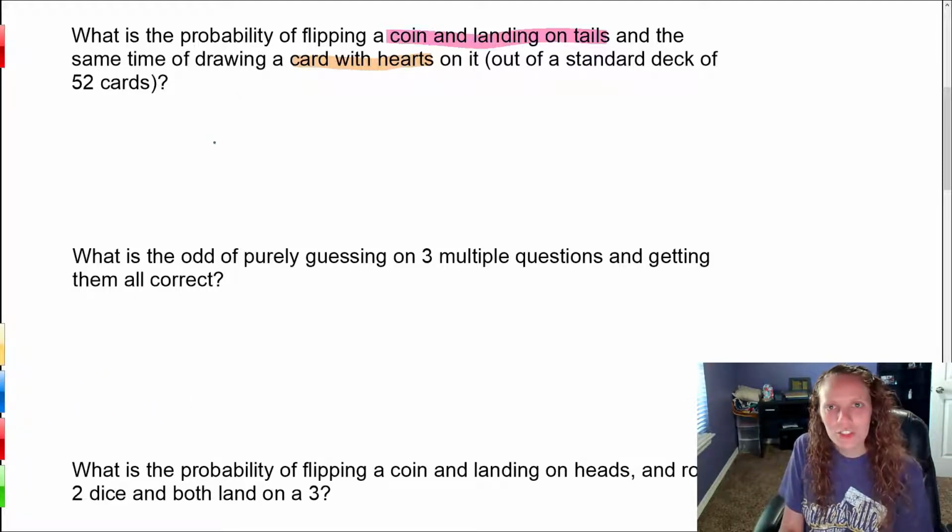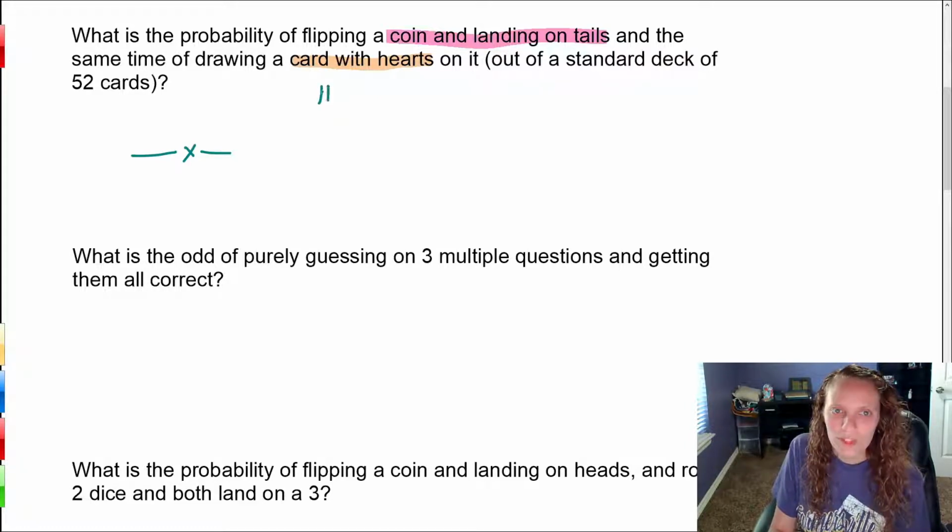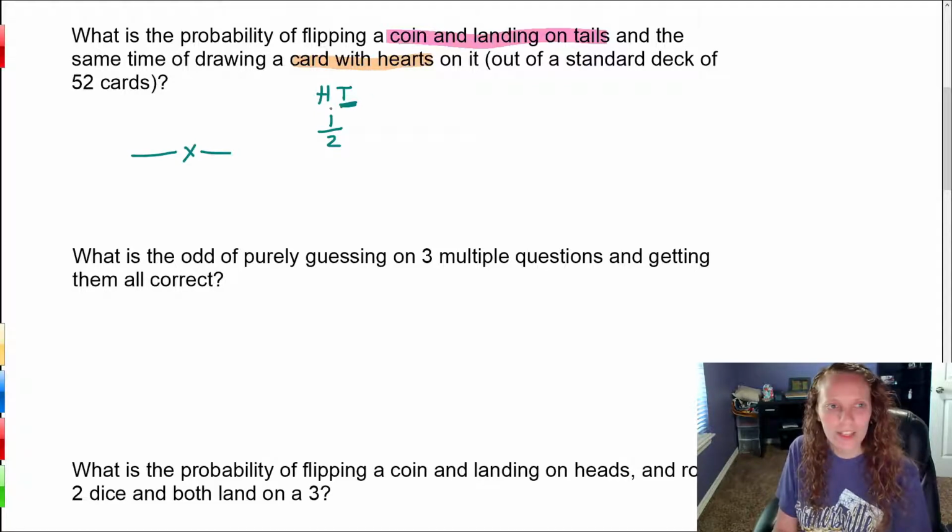So since there are two different things happening here, we're going to set up our two fractions and multiply them together. Okay, on a coin, there are two sides, heads or tails, and we want to land on tails. Well, that's 1 out of 2 sides, so that will be our fraction for the coin.